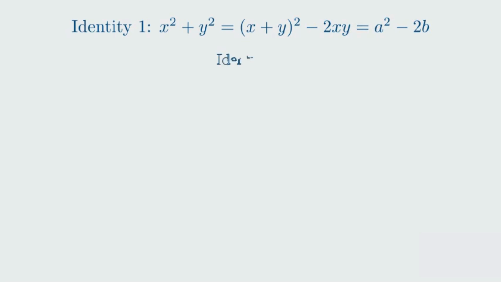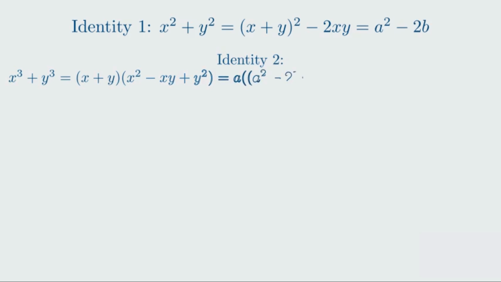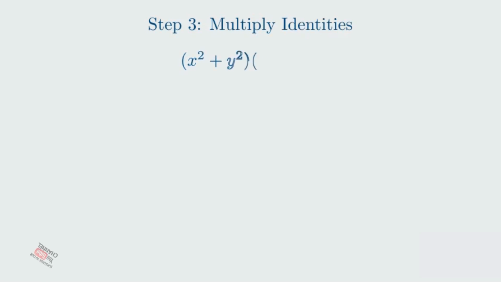Now let's find an identity for the cubes. We know that x cubed plus y cubed equals the quantity x plus y times the quantity x squared minus xy plus y squared. In our new variables, that's a times a squared minus 2b minus b. This simplifies to a cubed minus 3ab. We could keep deriving these, but for the fifth power, let's use a clever trick. Multiply the identities we already have. Let's multiply our identity for the square by our identity for the cube. Remember that we want to find x to the fifth plus y to the fifth. So we're going to compute the product of x squared plus y squared and x cubed plus y cubed.